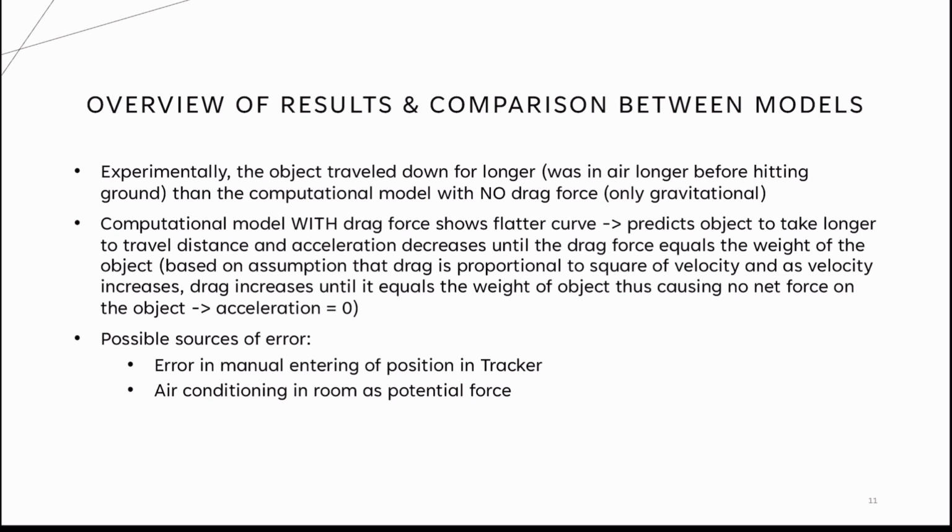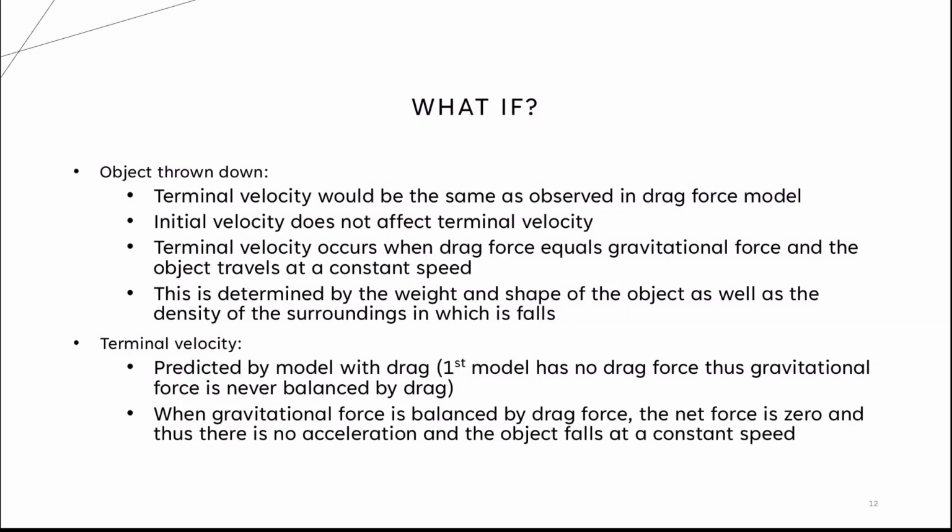So possible sources of error in this lab could be an error in the manual entering of the position in Tracker per each frame, and then also potential other forces in the room acting on the ball, such as air conditioning, things like that. So for the what-if, if the object were thrown down, the terminal velocity would be the same as the observed in the drag force model. And this is because initial velocity does not affect terminal velocity.